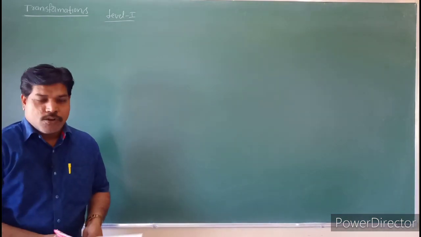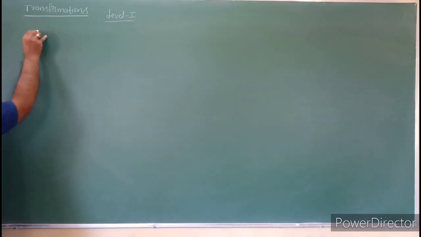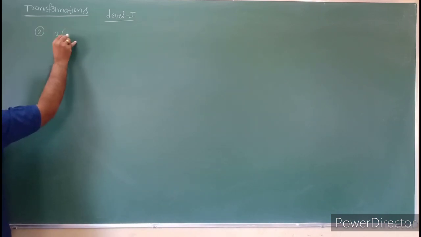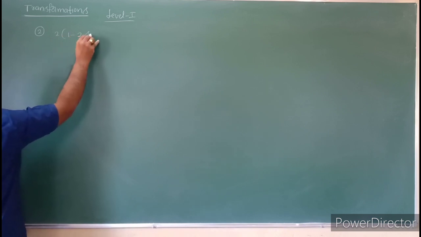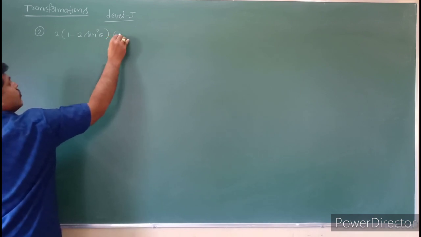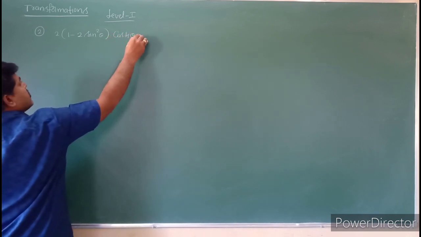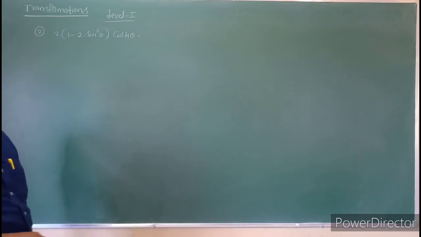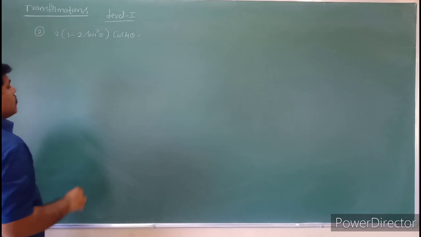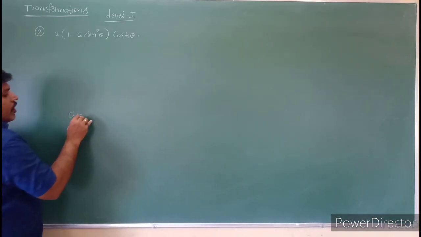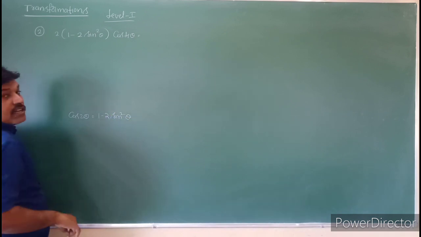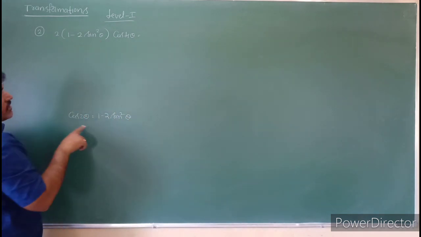See the second question, question number 2. So what is question number 2? So see that question, students. 2 into 1 minus 2 sine square theta into cos 4 theta is equal to. So this is the question they are asking. Already you know the cos 2 theta formula. Cos 2 theta is equal to 1 minus 2 sine square theta, yes or no? So 1 minus 2 sine square theta you can write as cos 2 theta.